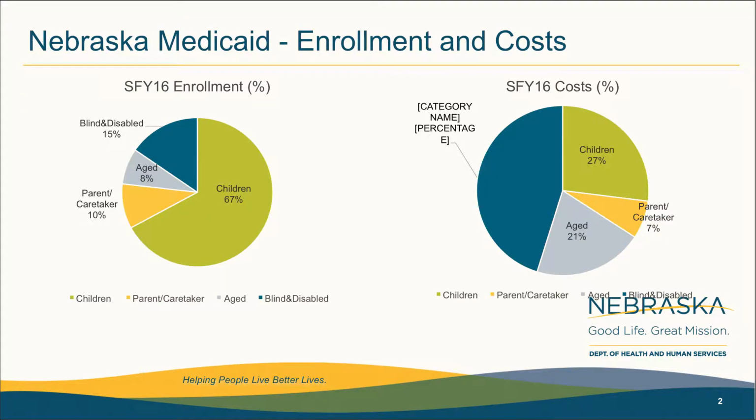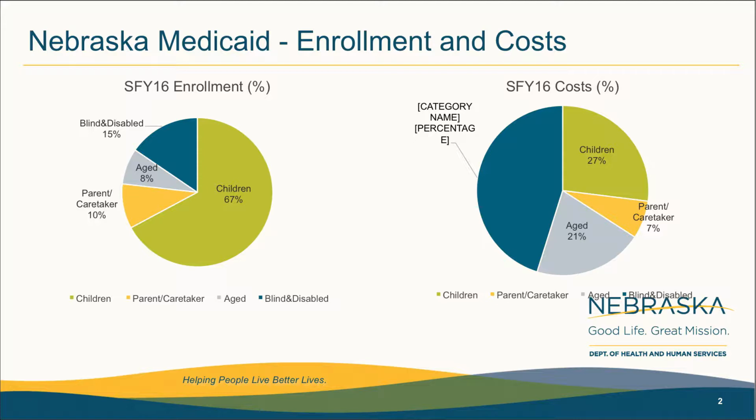As everyone can see, the population of our clients is majority children. They encompass 67% of the entire Medicaid population within the state. But as you can see, the costs associated with that were only 27%. One of the smallest groups was our blind and disabled group. As you can see again, overwhelmingly, that is the largest portion of the costs within the state.